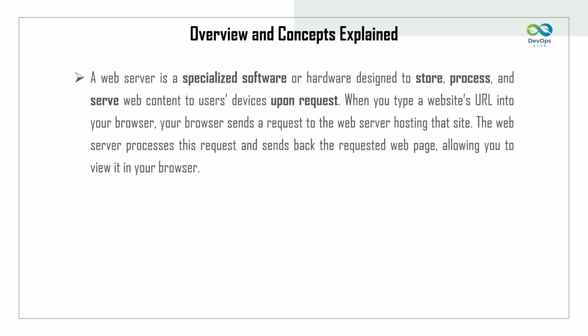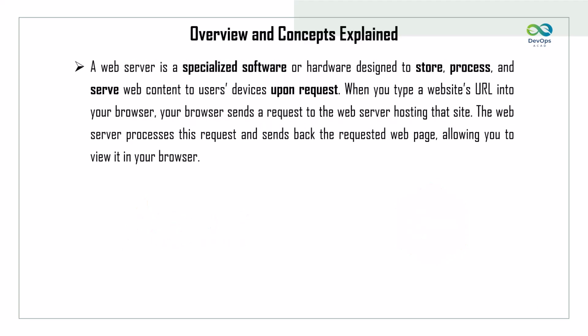Now, basically, a web server is a specialized software, which means it is actually an application that you run on your system, on hardware. A web server basically does three things. It stores, it processes, and then it serves. So if you look at the three things that it does, somebody has to put code, which can be HTML code or JavaScript code, stored on the web server.